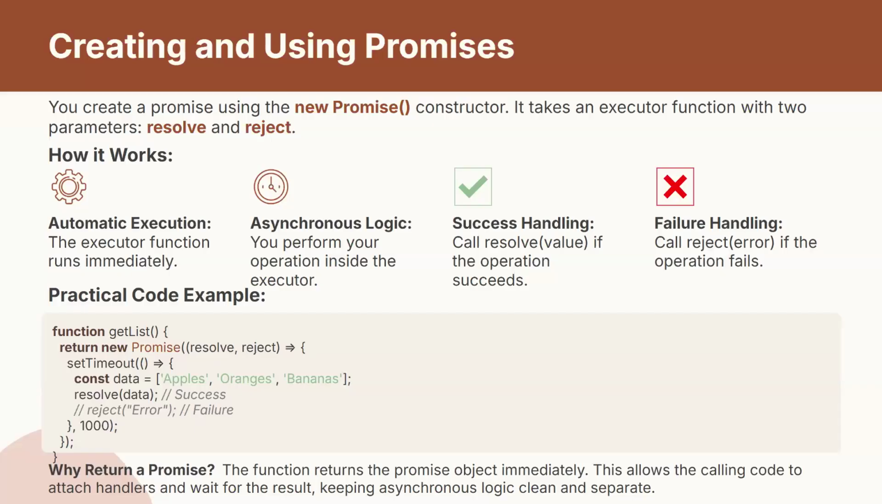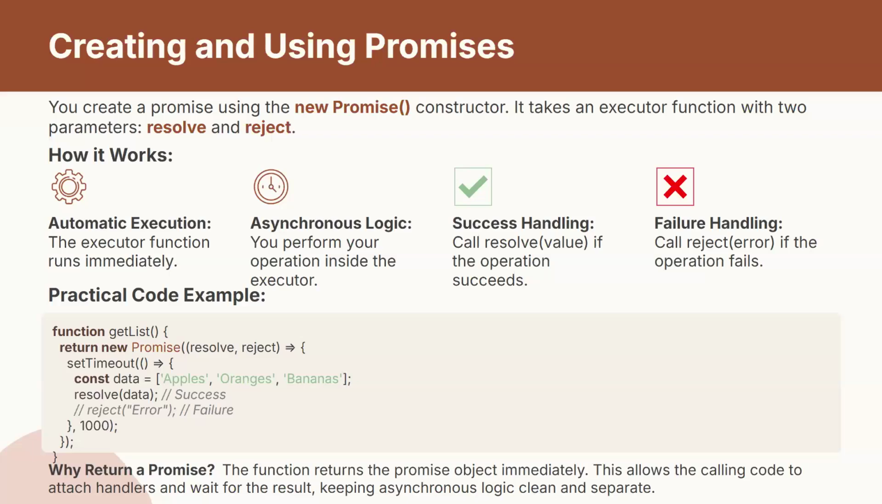The executor function runs immediately when the promise is created, and inside that executor function you will have your async operation. That could be fetching data, or running some code that takes a really long time, or that you want to run after some time. And then there's always success handling. If the operation succeeds, you call the resolve method with the data that you fetched from the API. And in case of failure, you would always call reject with the error.